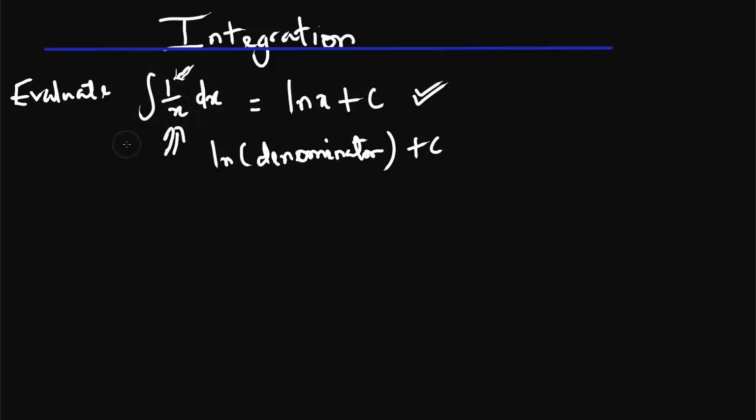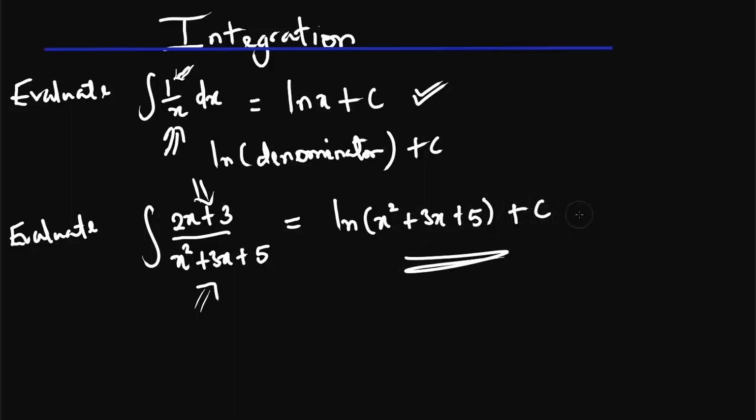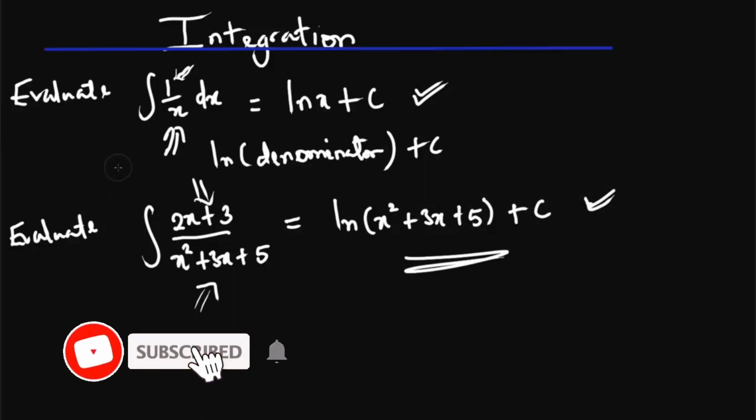Let's take a look at another problem to make it stick. I can see that when I differentiate my denominator, I'm going to get my numerator. You can pause the video, differentiate your denominator, and see that you get your numerator. So the answer to this integral is simply the natural logarithm of the denominator, which is x² plus 3x plus 5, plus c. Very simple. Do you understand?